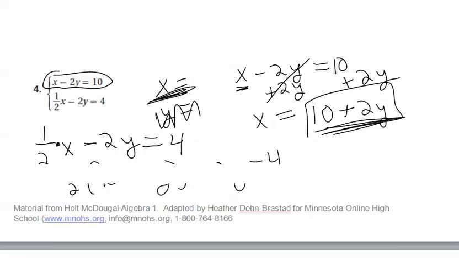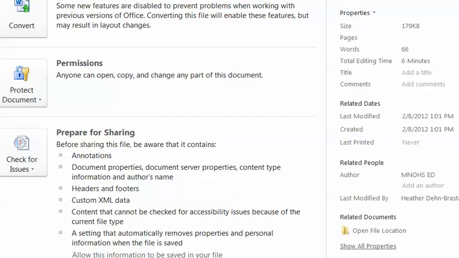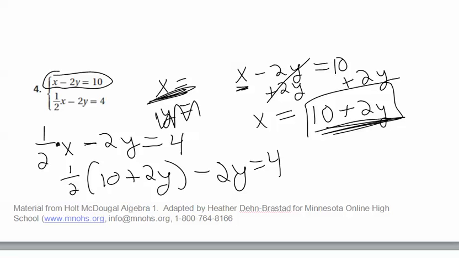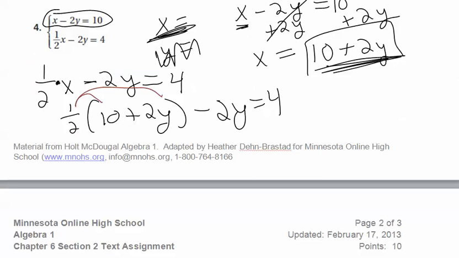Sorry, I'm not sure why my numbers got funny there. Oh, they're back. Okay, good enough. So I'm going to take 1/2 times 10, and then 1/2 times 2y. I'm going to write my work over here because I'm running out of room.